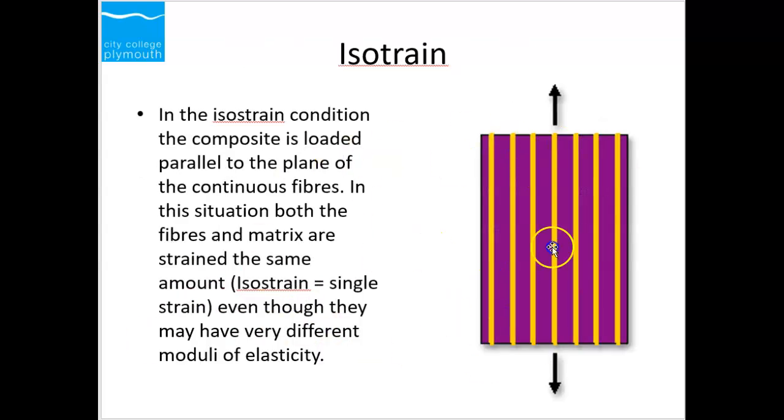Let's have a look at the isostrain. These are the fibers and you're applying a tensile stress. The component is loaded parallel to the plane of the continuous fiber. In this case, both the fibers and the matrix are under the same amount of strain, hence isostrain. Even though they may have different modulus of elasticity, different E values, they are under the same strain condition.